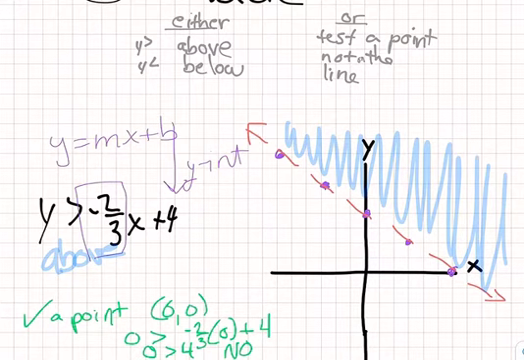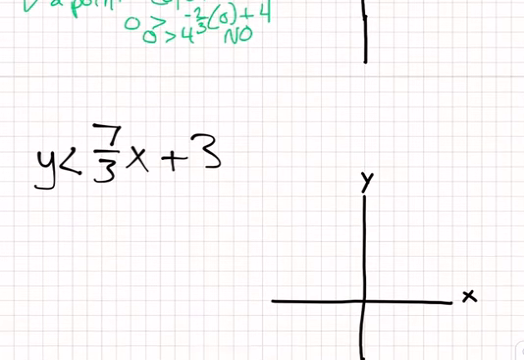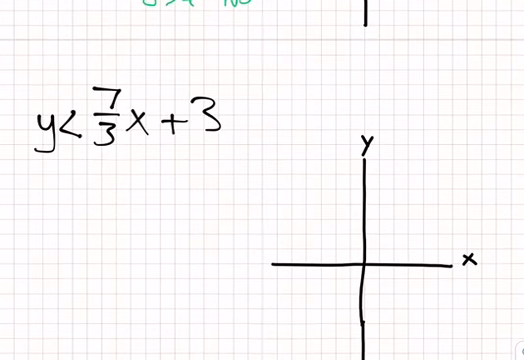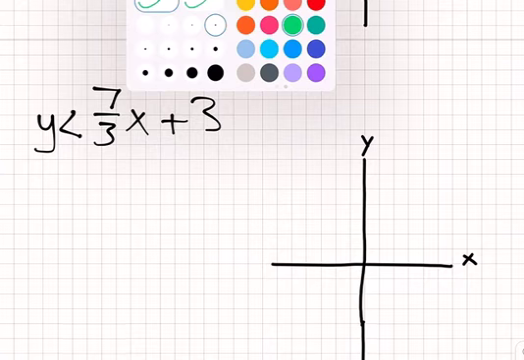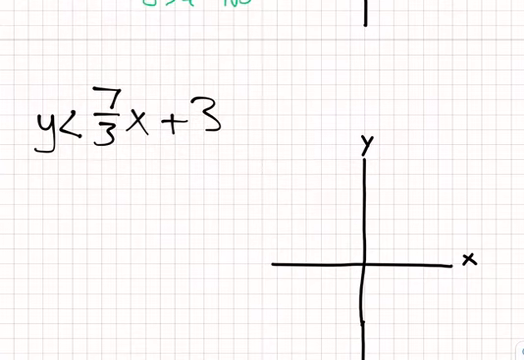Sometimes having multiple strategies is helpful, sometimes it is not. Let's look at another example already in slope-intercept form. If you want to pause the video and try it yourself first, that's great. This one also has a y-intercept of 3. Then my slope is 7/3, so I'm going to go up 7 over 3.